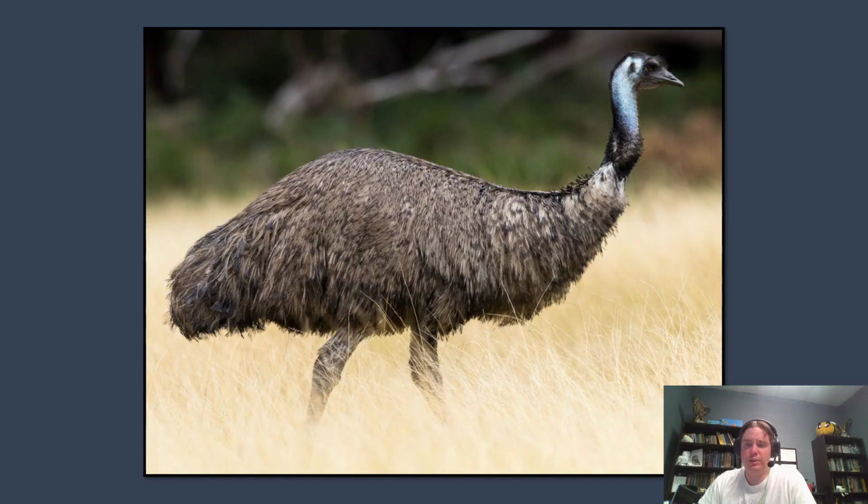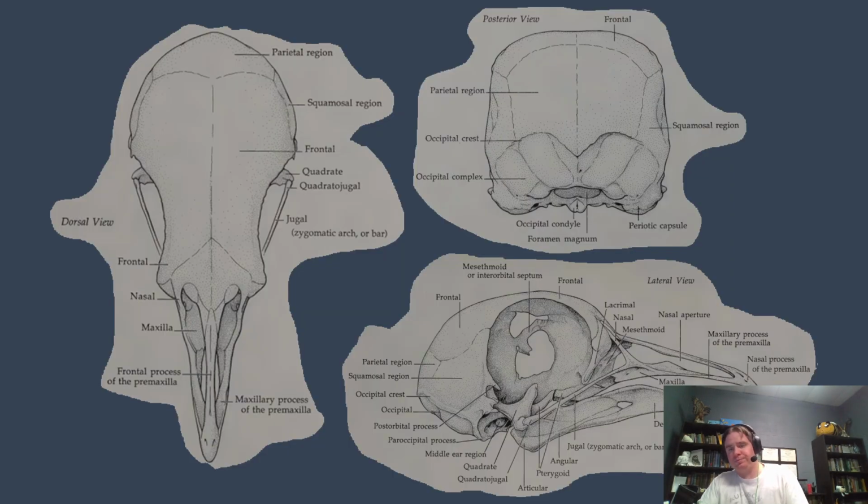And so you can see the way of the animal in the skeleton. That's really the point of all of this. So let's take a look now at some diagrams of the skeleton.